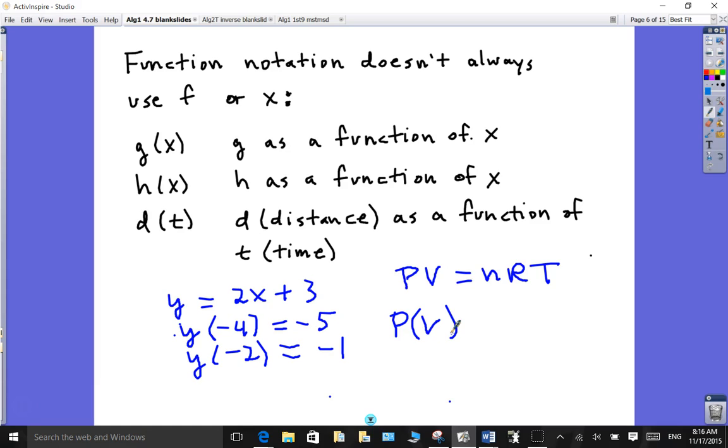You guys are too young to be in chemistry, right? No, we are in chemistry. So you've had PV equals nRT? No, I was lying.